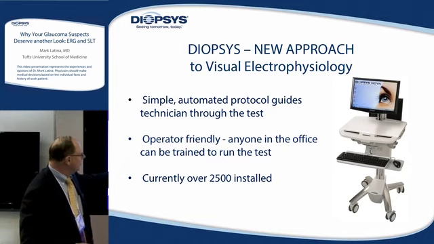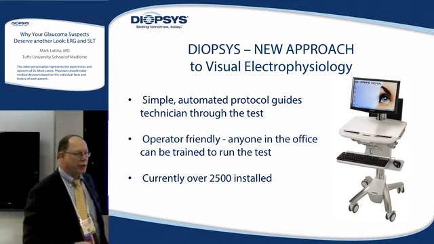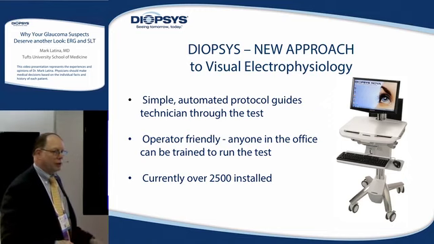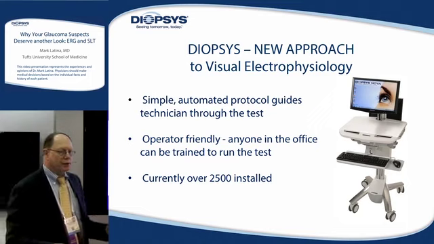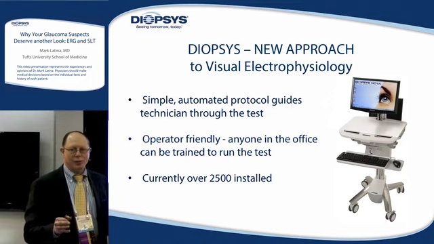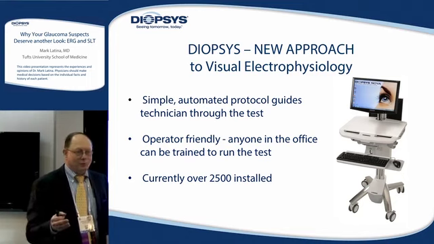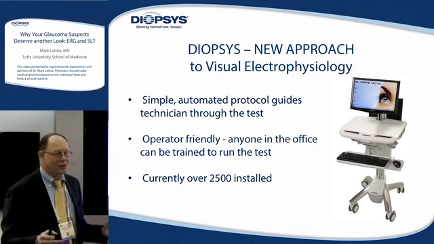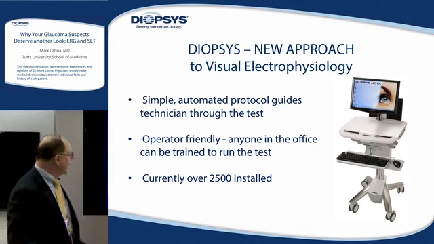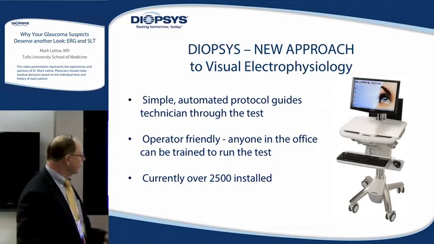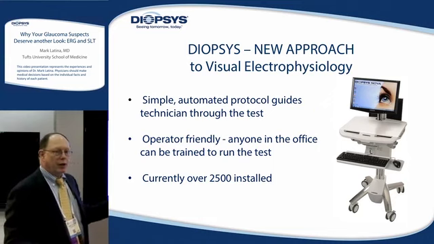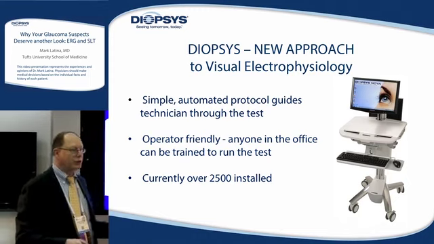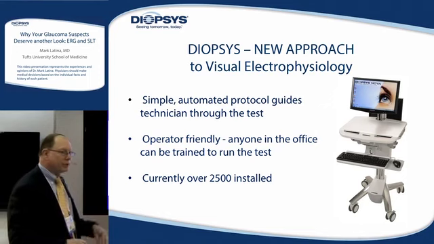So this is the system, the Pattern ERG. It does flicker ERG, it does VEP as well. It's a simple automated protocol. Diopsys has brought the university type system, which was, of course, why most of us never used it, because we're not going to send our patients to the university to get this test unless they have some severe problems. And they brought it into the office setting. So it's an easy test to do. We do it in our office. We can do it in about 15-20 minutes per patient or so. And it's really pretty operator friendly.